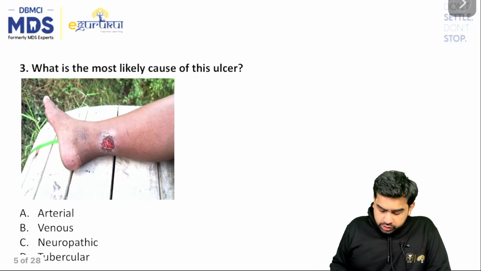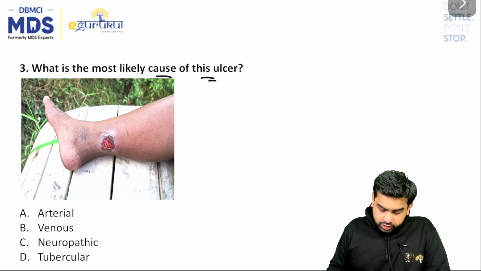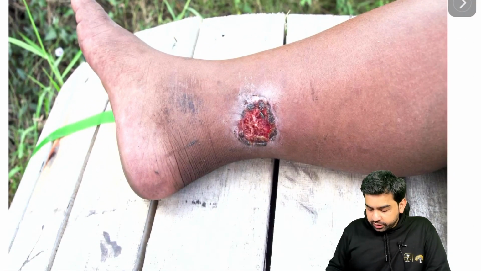Now what is the most likely cause of this ulcer? Can you please tell me the answer? The answer to this question is venous ulcer. I hope you are able to appreciate it. Just look at this ulcer. Where is it occurring? It is occurring on the medial side of the leg.